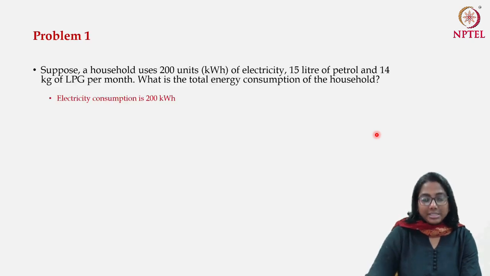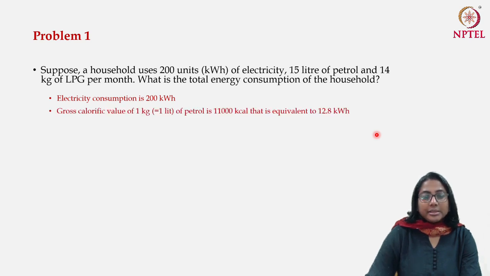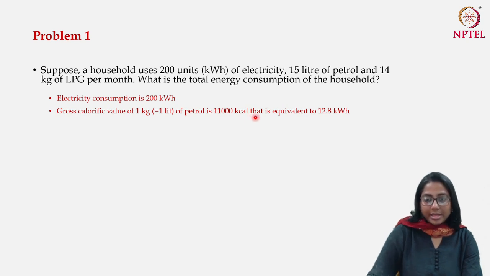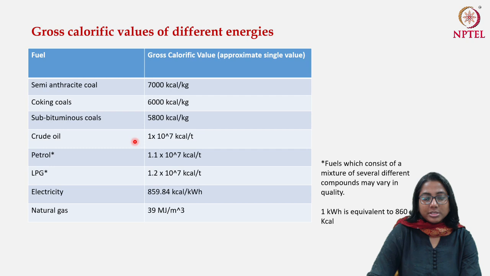The consumption of electricity per month is given as 200 kilowatt hour. The gross calorific value of 1 kg, which is equivalent to 1 liter of petrol, is 11,000 kilocalorie. Let me go back to the previous slide. Here you see the calorific value of petrol is 1.1 multiplied by 10 to the power 7 kilocalorie per ton. Now we are calculating the calorific value per kg. Therefore it becomes 11,000 kilocalorie per kg or per liter of petrol.